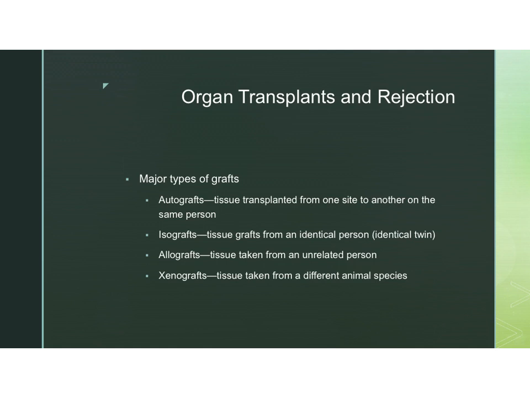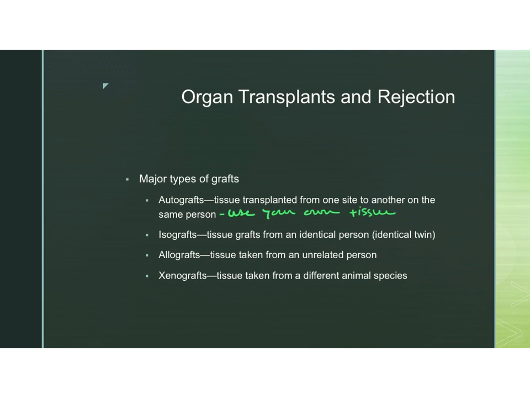An autograft is when tissue is transplanted from one site to another on the same person. So that's like if you had a blood vessel that was taken from your leg and used in a bypass surgery on your heart. So you're using your own tissue to repair something. An isograft is when you have a tissue graft from an identical person. So this is only possible if you have an identical twin.